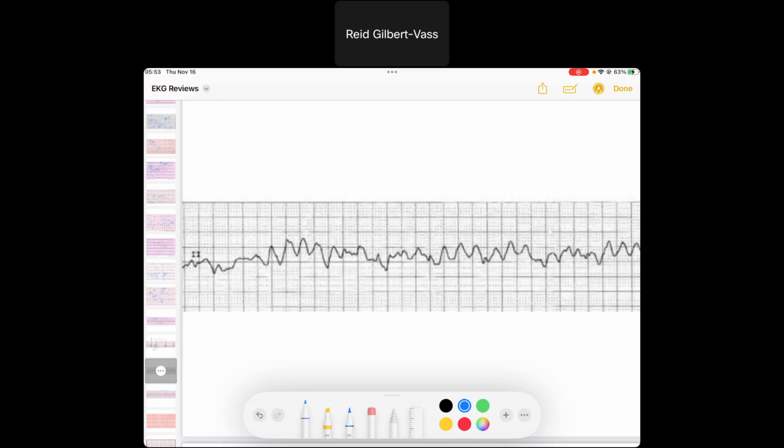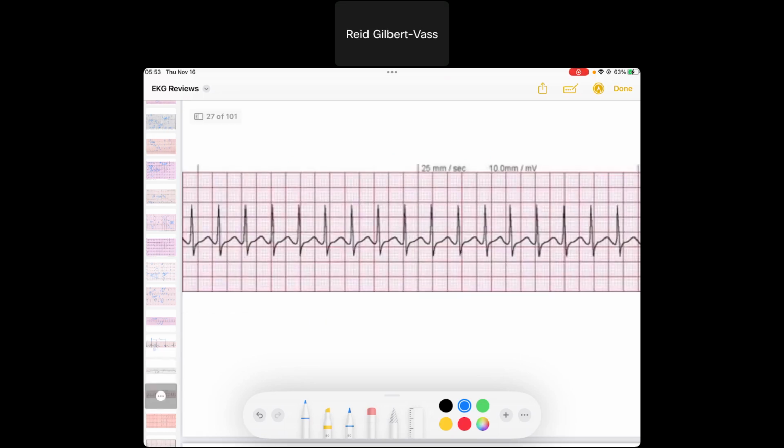Okay, here we have a rhythm that is very, very rapid, maybe 100 beats per minute. Call it maybe a wide complex, but it doesn't really have much of a form to it. And so we wouldn't really call this VTAC, we would call this VFib.